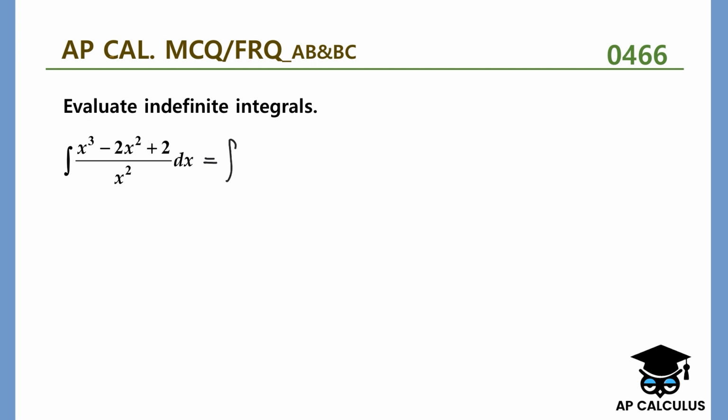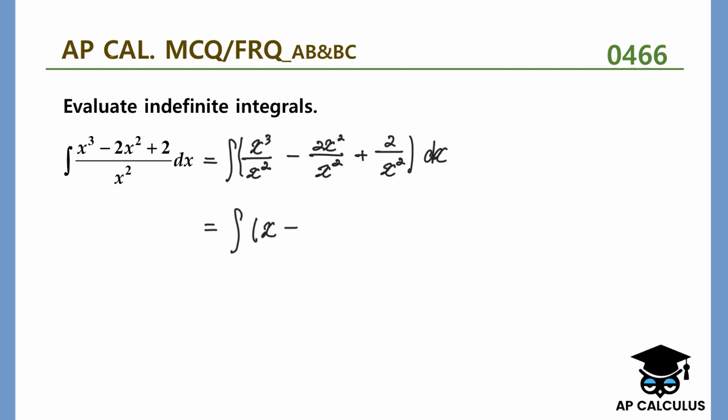So we have the integral of x cubed over x squared minus 2x squared over x squared plus 2 over x squared. We have 3 separate terms, right? Let's simplify. x cubed over x squared is x. 2x squared over x squared is 2. Plus we have 2 over x squared, which can be written as 2 times x to the power of negative 2.